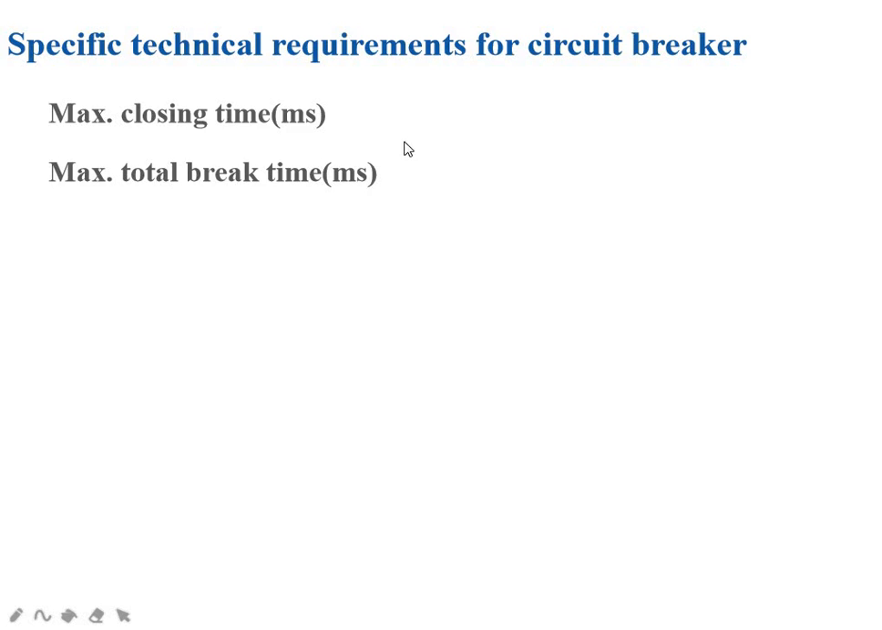generally. Intentionally also we can break the circuit breaker contacts, but that is for maintenance purposes, or for some other work which is required to be carried out by isolating that particular section. But generally the main aim of the circuit breaker is to isolate the faulty section from the healthy section, and for that purpose this total break time should be as minimum as possible.